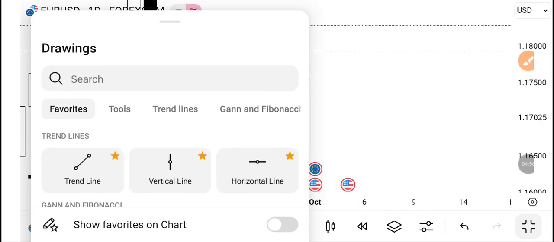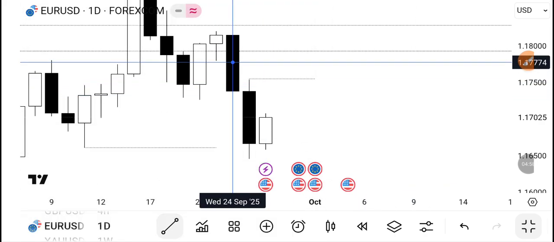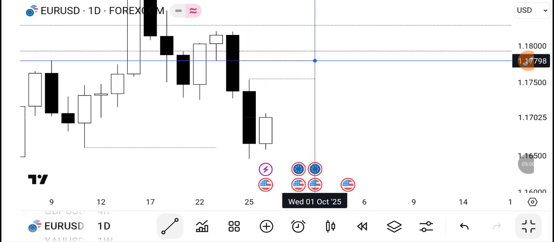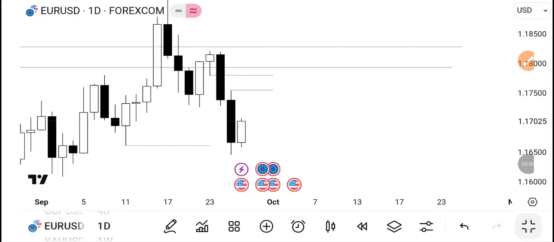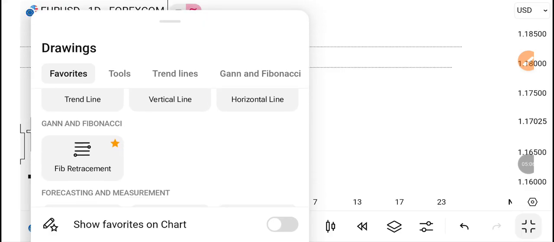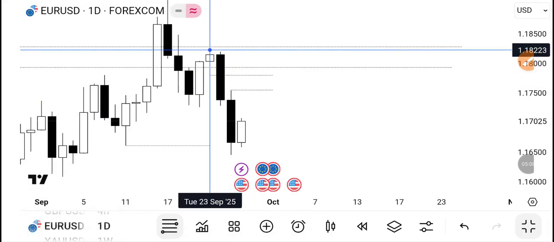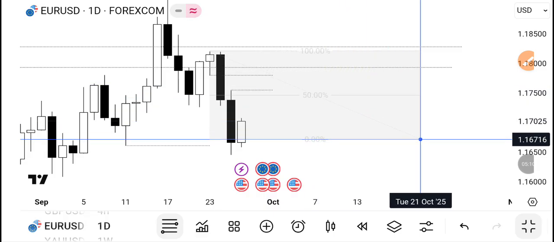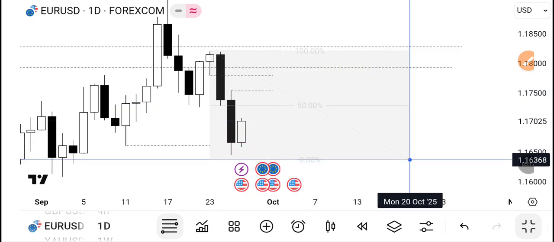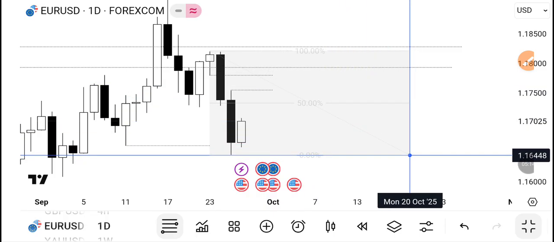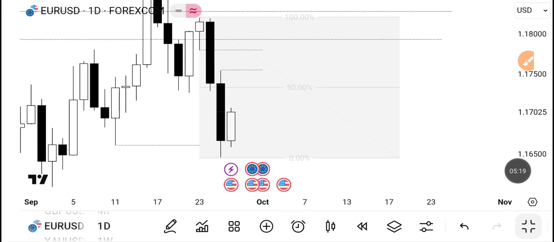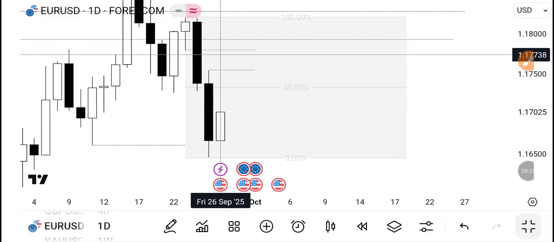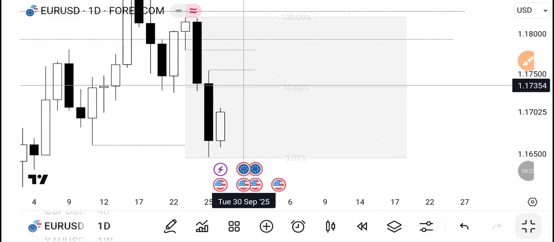Let me draw it so you can see clearly. Right, so we are now expecting price to retrace. If we could use our fib, let's use the fib from this high to this high. Okay, we are now trying to take a trade inside the 50% of this range. That is not the equilibrium but inside.